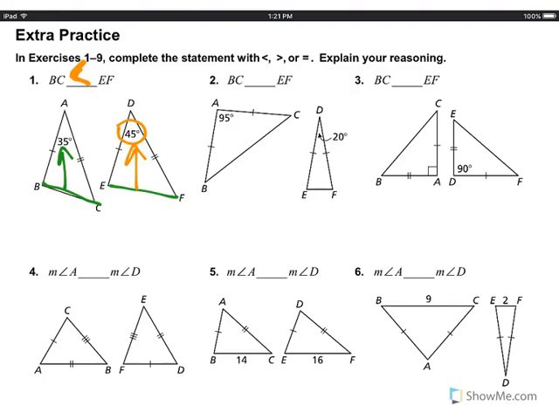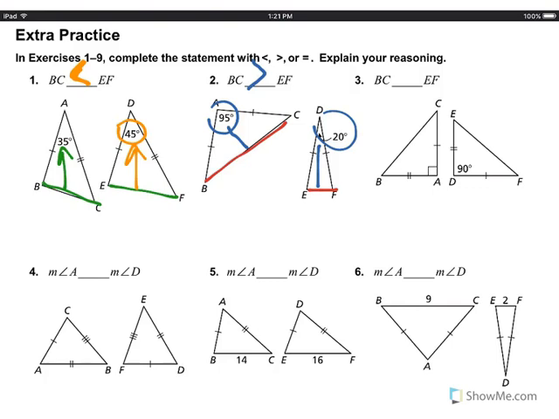Alright, so number 2, same thing. We're going to be comparing BC to EF. Okay, so we're going to look at our angles that are across from those sides. Alright, well, BC has an angle of 95, EF has an angle of 20, so you can see that BC is going to be longer than EF.